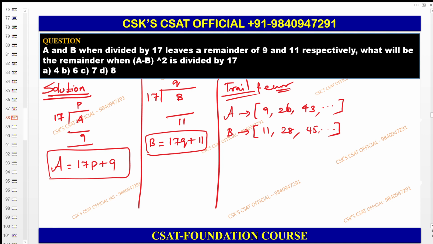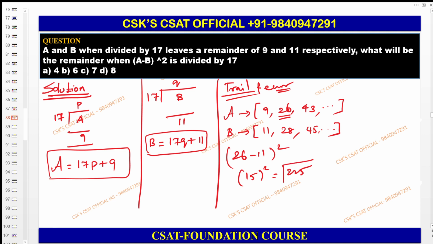A minus B the whole square. Take it A minus B, right? Let us take a 26 here. B you can take it as a 11. So whole square. Right. So now 26 minus 11. What is 26 minus 11? We can say 15 here. 15 the whole square is nothing but 225.